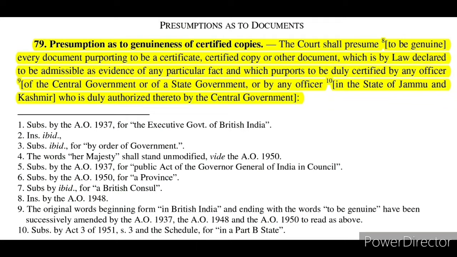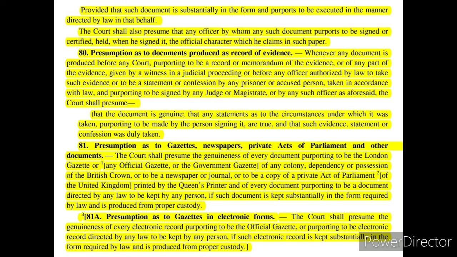So let's understand. Section 79 talks about the genuineness of a certified copy. It says the court shall presume to be genuine every document purporting to be a certificate, certified copy or other document. So whenever there is a certificate or a certified copy or other document which is by law declared to be admissible as evidence of any particular fact, or if it is duly certified by any officer of the government, then that will be presumed as a genuine document by the court, provided that such document is substantially in the form and purports to be executed in the manner directed by law in that behalf.